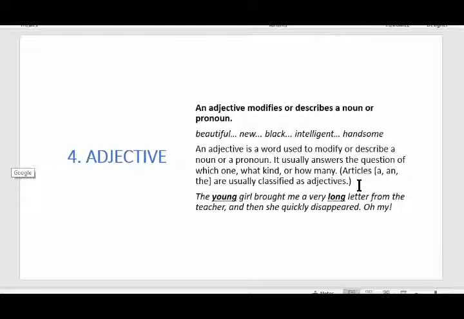When we have questions that start with which one, what kind, or how many, the answers that we give are usually in the form of adjectives. For example, the answer to a question that starts with how many is in general a number, and numbers are also considered as adjectives. Apart from numbers, even articles like a, an, and the are usually classified as adjectives.